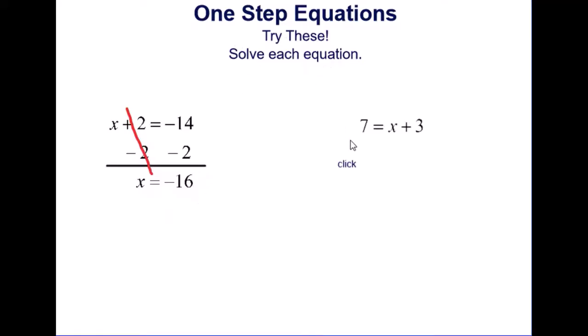Another example, 7 equals x plus 3. Currently, they're adding 3. The inverse of adding 3 would be to subtract 3. If we subtract 3 from both sides, it would eliminate from the right. And 7 minus 3 is 4, leaving us with 4 equals x. And more correctly, if we switch around the equal signs, x equals 4.